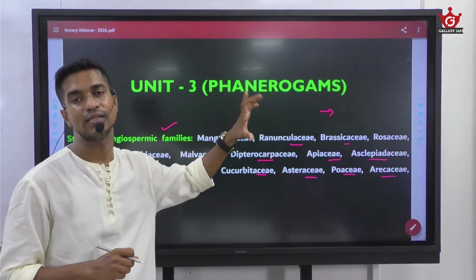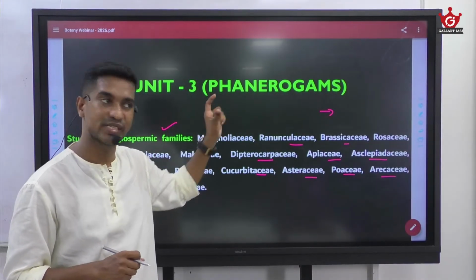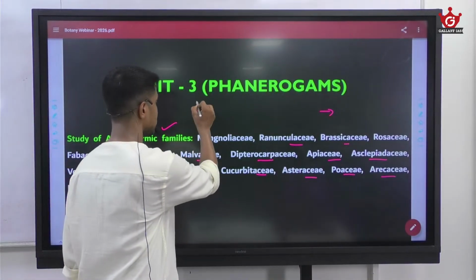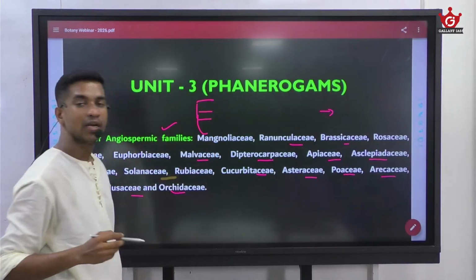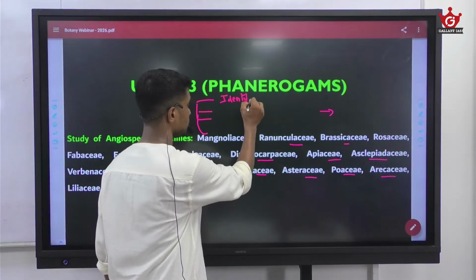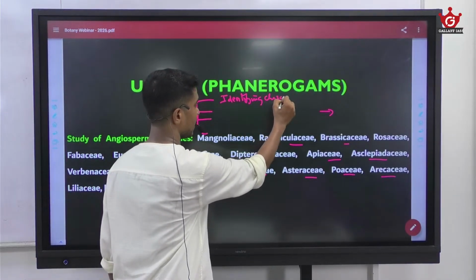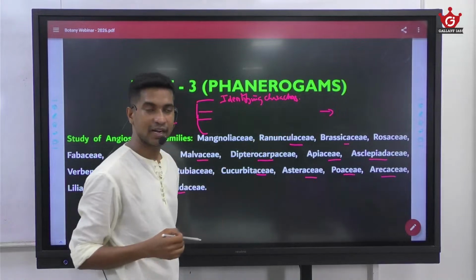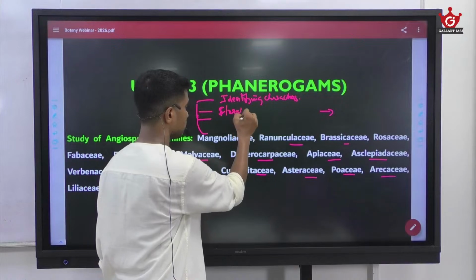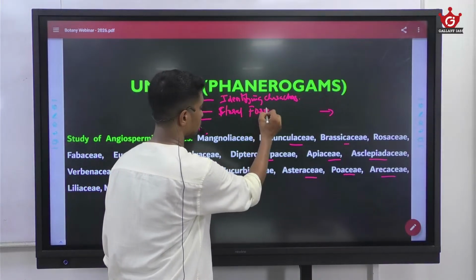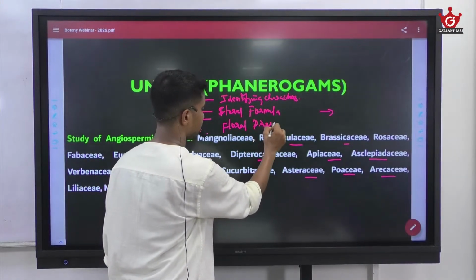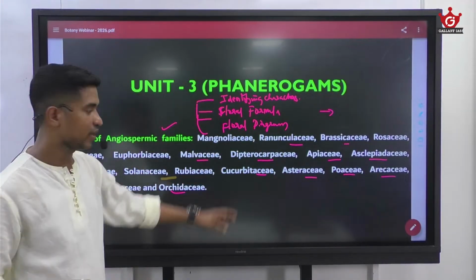Okay, while analyzing the previous questions, we get an idea about the questions asked from this study of angiospermic families. Most of the questions have been asked in this way: the identifying characters of the family, their floral formula, and floral diagram. Okay, so this is the way the questions have been asked.